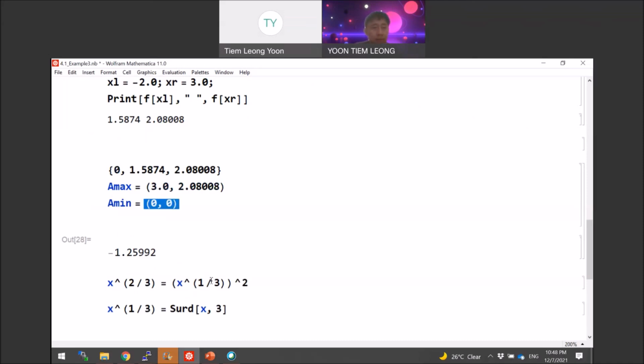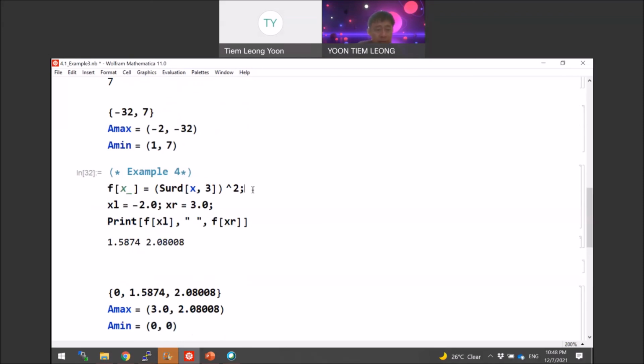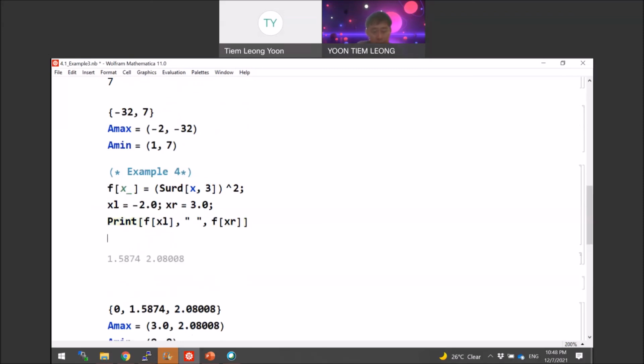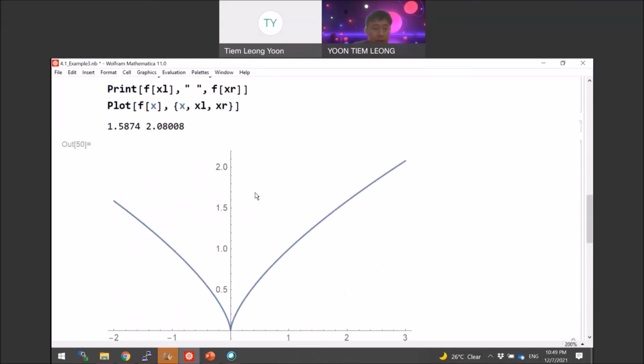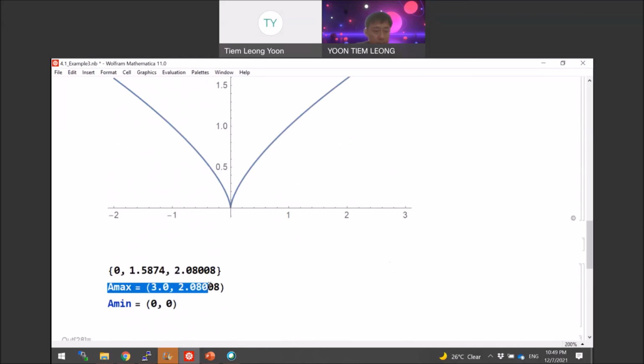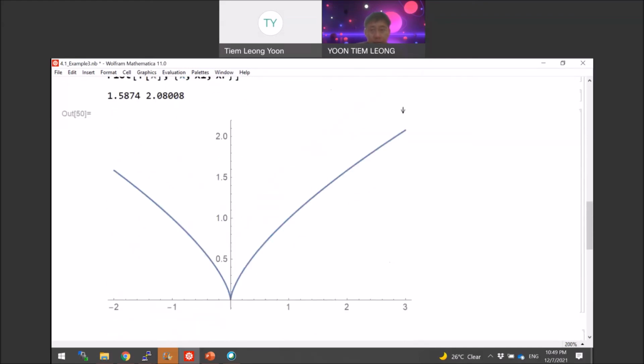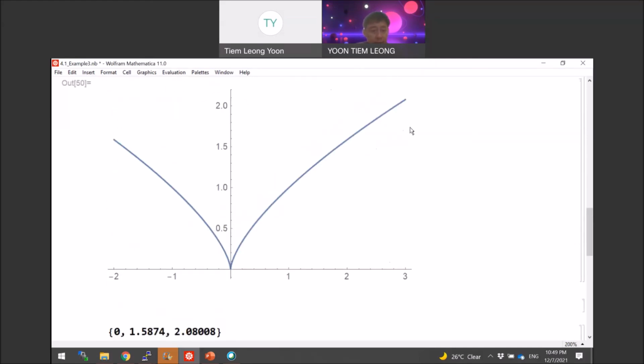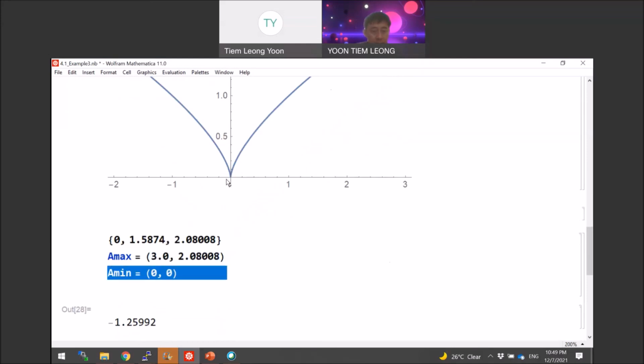So you can easily plot the function. Let's see how I do it. I'm going to plot the function f of x for x from xl, which is -2, to xr. You plot it, then you get this kind of function. This point is the absolute maximum, which refers to this value when x equals 3, and the absolute minimum is when x equals 0.